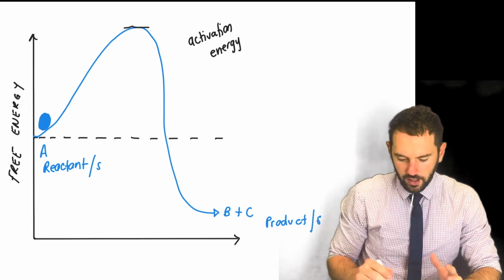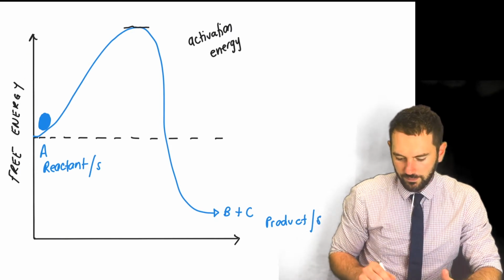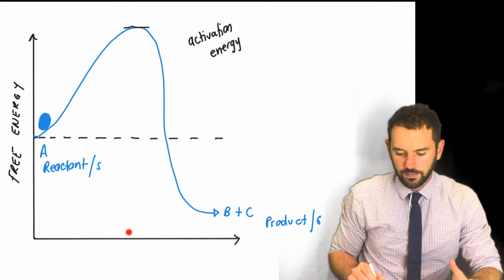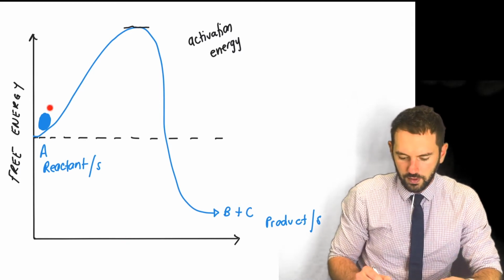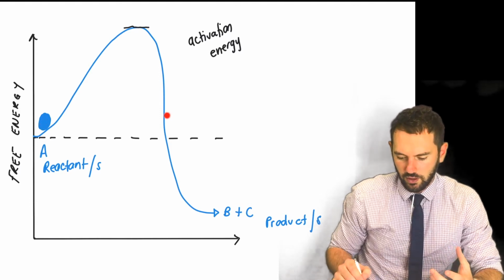In this diagram here, on the y-axis, I've got free energy. I'll discuss that in a sec. And then on the bottom, we've got time, measuring our reaction over time. Here, I've got this little circle here to indicate our reactants, and then we've got this sort of curve.